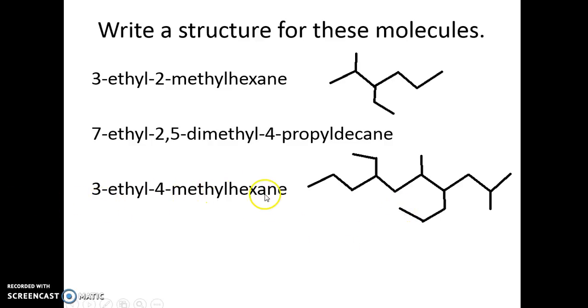3-ethyl-4-methylhexane. We have to have 6 carbons in a row, 1, 2, 3, 4, 5, 6. On the number 3 carbon, 1, 2, 3, and the number 4 carbon, 1, 2, 3, 4 methyl. Notice that ethyl comes before methyl, and we could have used 4-ethyl-3-methyl in this name, but see, from this end it's 1, 2, 3, from this end it's 1, 2, 3. When it's equal, you give the one that has the lowest alphabetical order the lower number.